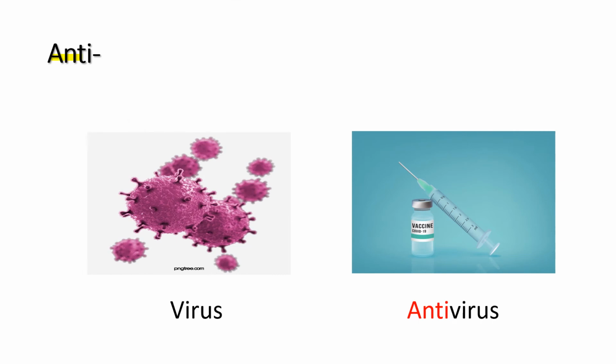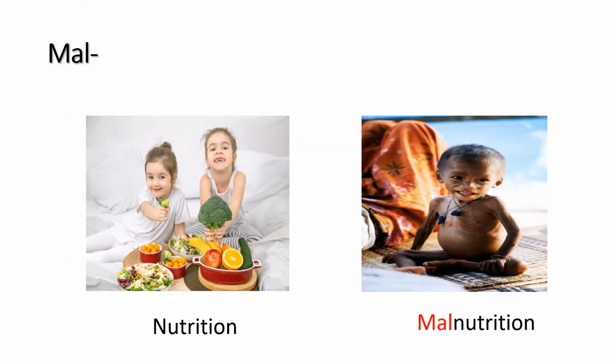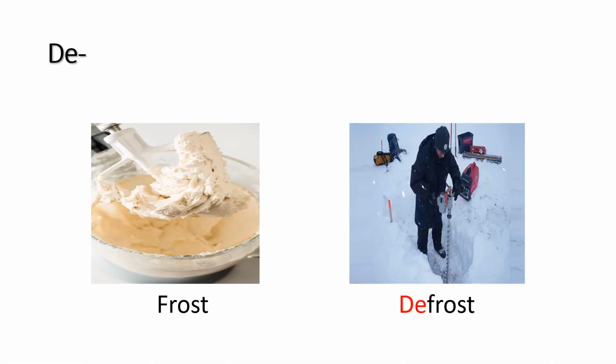Then anti. If we add anti at the beginning of virus, then it becomes antivirus. Now it's mal. If we add mal at the beginning of nutrition, it becomes malnutrition. Now the last one is de. Then if we add de at the beginning of frost, then it becomes defrost.